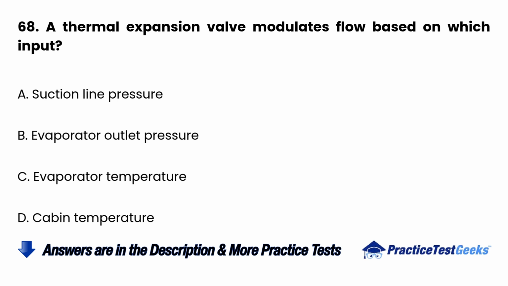68. A thermal expansion valve modulates flow based on which input? A. Suction line pressure. B. Evaporator outlet pressure. C. Evaporator temperature. D. Cabin temperature.